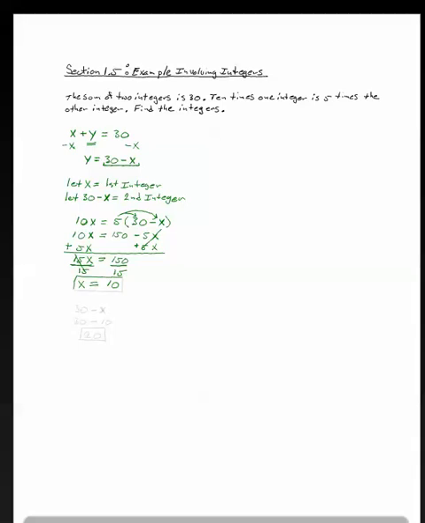So x is our first integer. Now I need to do 30 minus x, because that's my other integer. But I know x is 10 now. So I say 30 minus 10, which is 20. And that's my other integer.